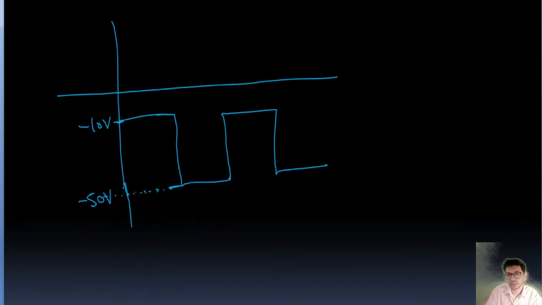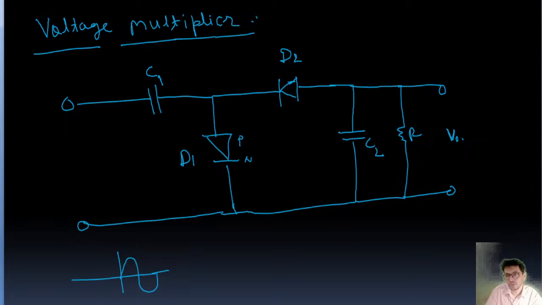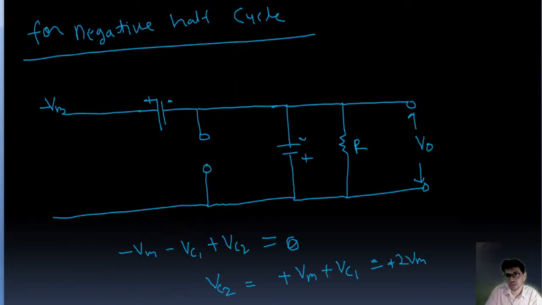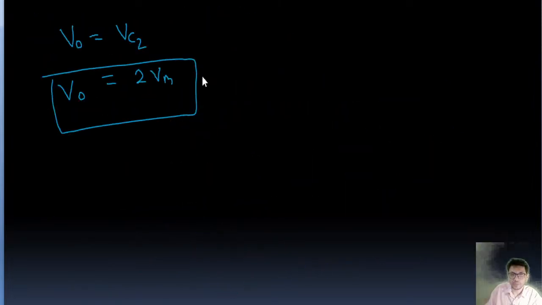So here, initially that is 0. This one 0, and this V output is V naught. Means this is a voltage doubler because it is doubling the voltage, right? So voltage doubler.